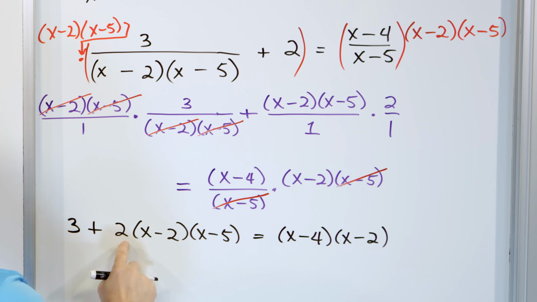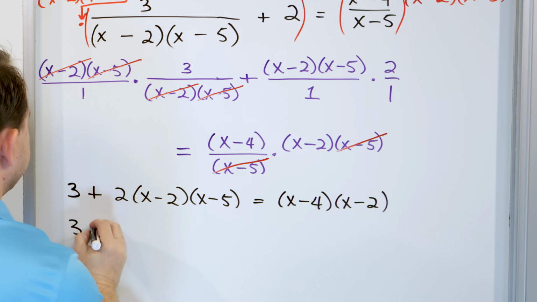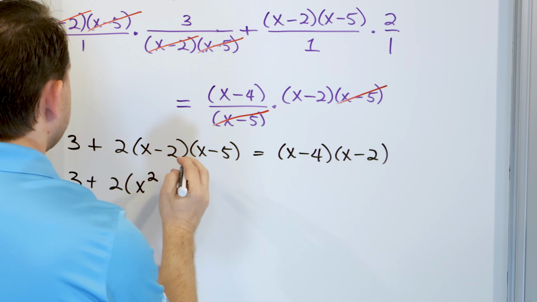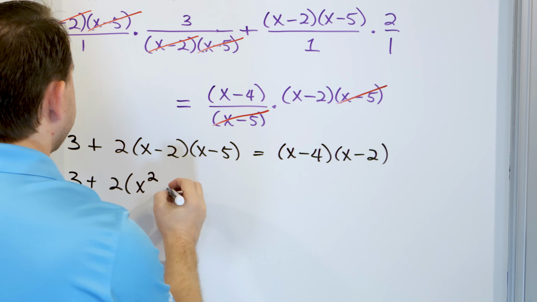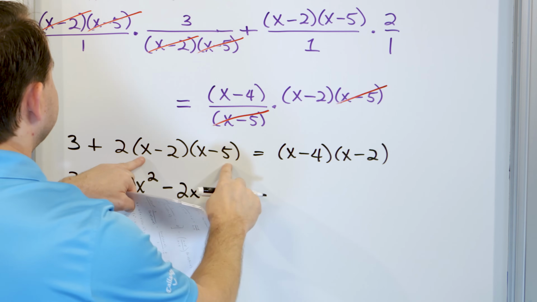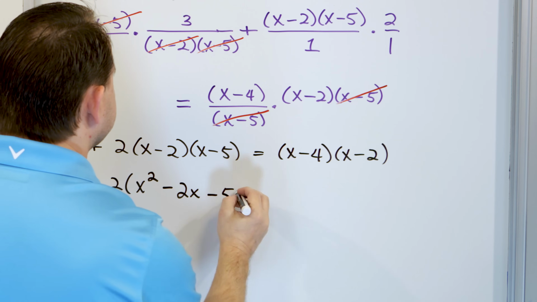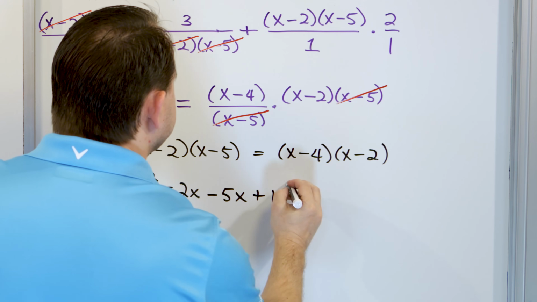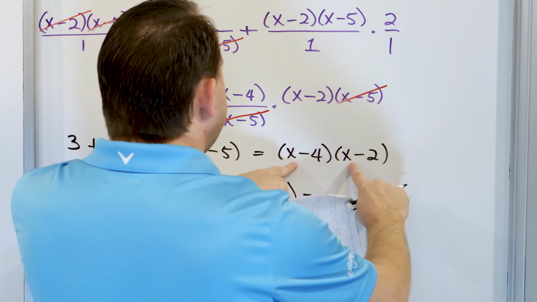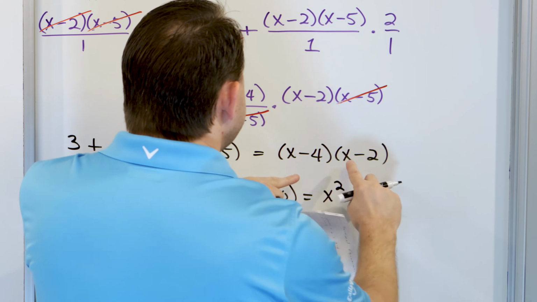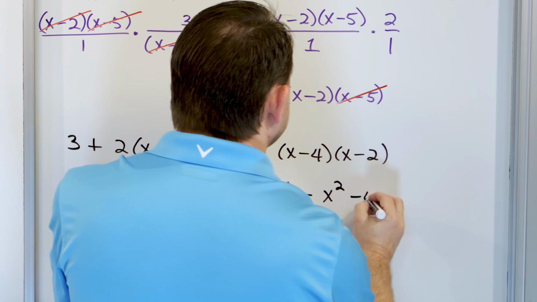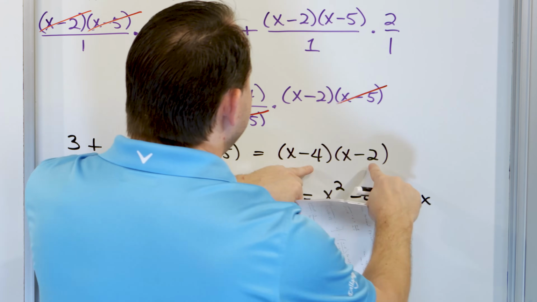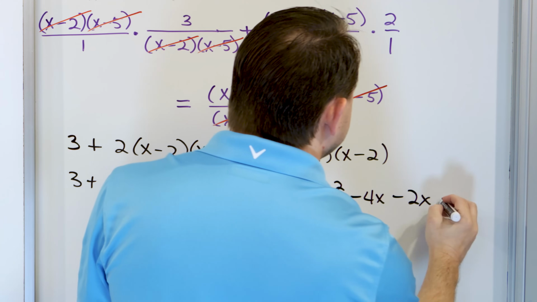So let's first multiply these guys here. So we have 3 plus 2 times. Here we have x times x is x squared. The inside terms give me negative 2x. The outside terms give me negative 5x. The last terms, negative 2 times negative 5, give me the positive 10. On the right-hand side, x times x gives me x squared. Inside terms give me negative 4x. Outside terms give me negative 2x. Last terms, negative times negative, gives me positive 8.